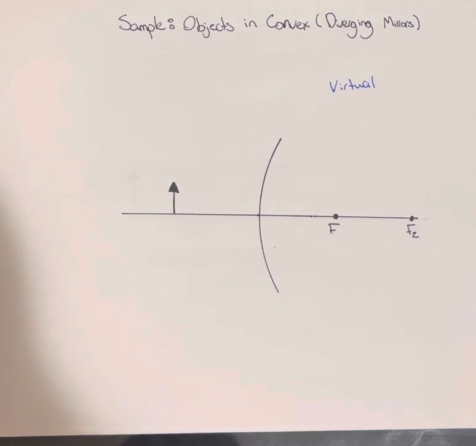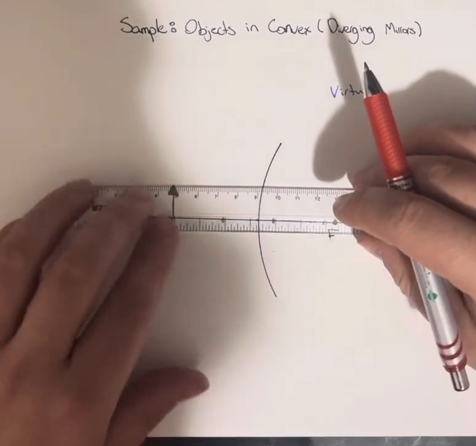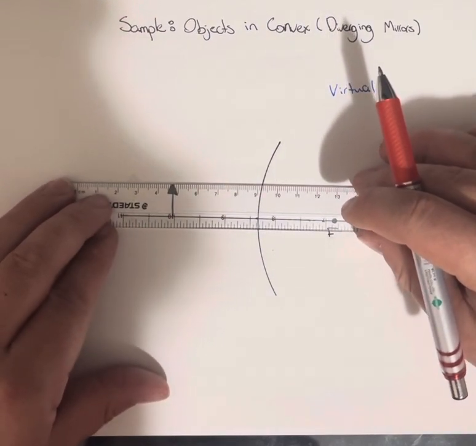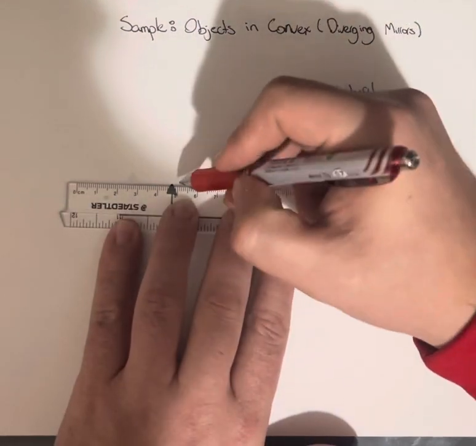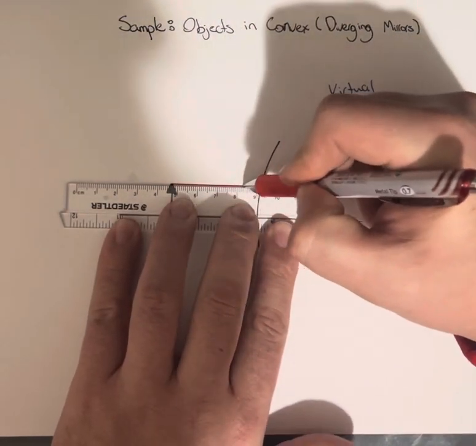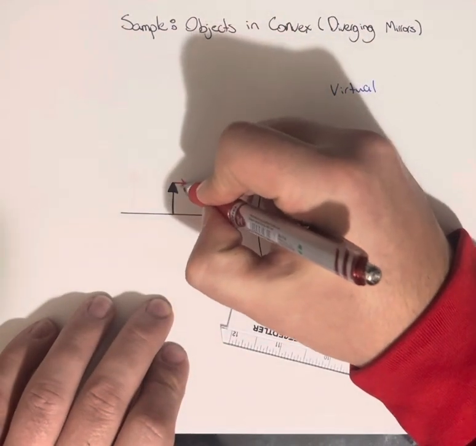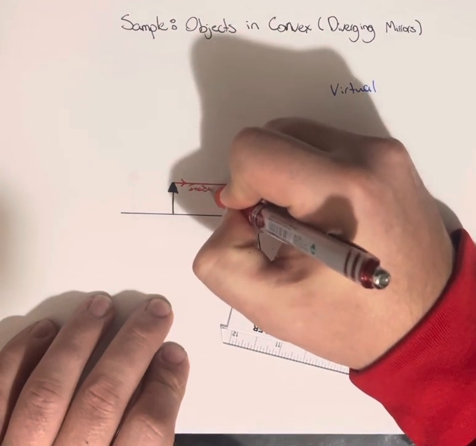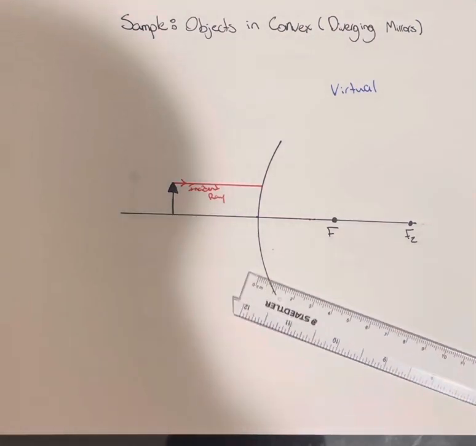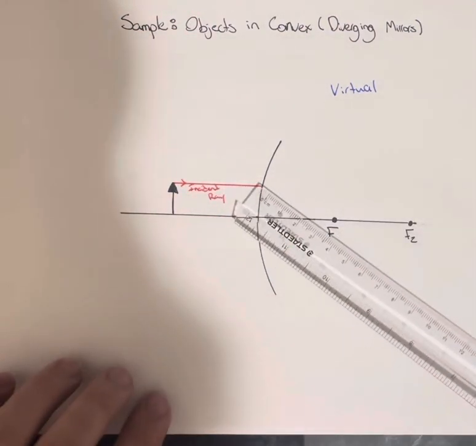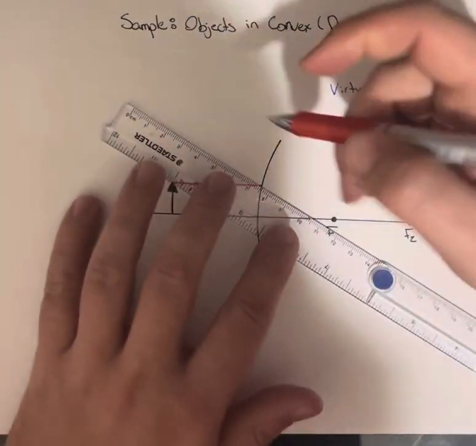So starting off, no different from what we did in our other examples, we are going to take our ruler and construct a line that is running parallel to the principal axis. I'm just going to have one here, trying to get it as parallel as possible, running from the point of the arrow back to that mirror. Okay, so this here is our incident ray. And with that incident ray, we are going to see that when it is reflected off of the mirror, it is going to diverge away from the object.